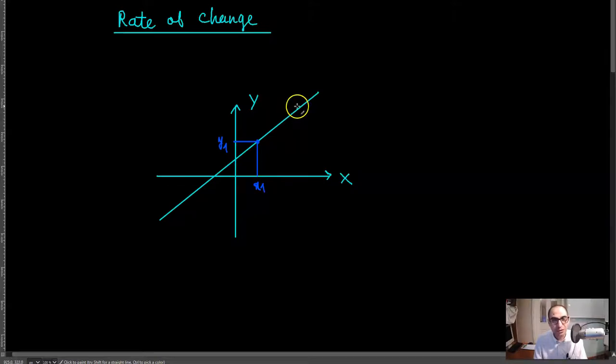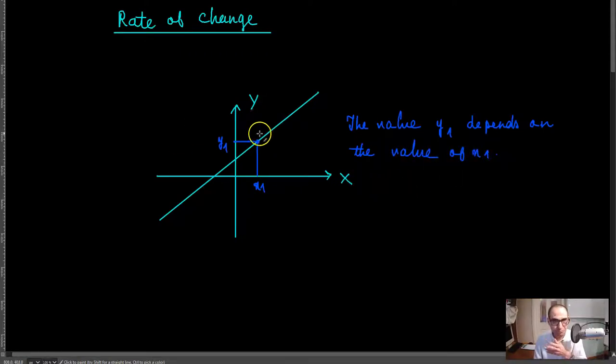So in this case, you can say that the value y1 depends on the value of x1, right? And of course, likewise, you can take this point over here, then you would have y2, and you would have, for example, x2 over here, and so on and so forth. Again, the value y2 is going to depend on the value of x2. So technically, in this type of situation, we say that y is a function of x.